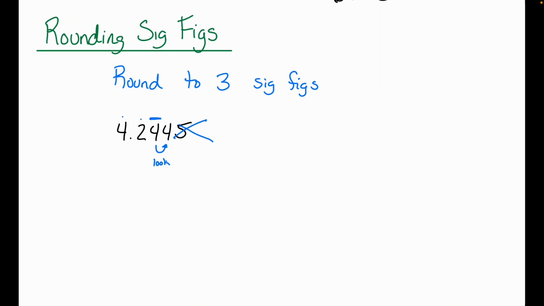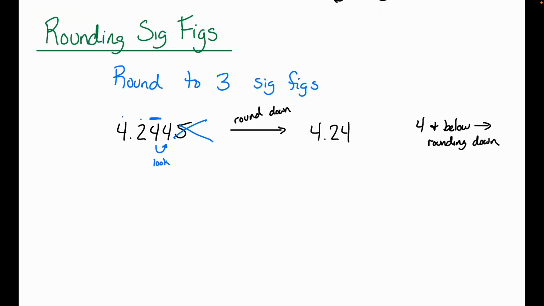All right? In this case, right next door is a 4. So in this case, we're going to what we call round down, which really just means that we're going to keep that number the same. This is 4.24. So 4 and below, we call that rounding down. And really that just means that we don't touch that 4. We leave that 4 on the end of 4.